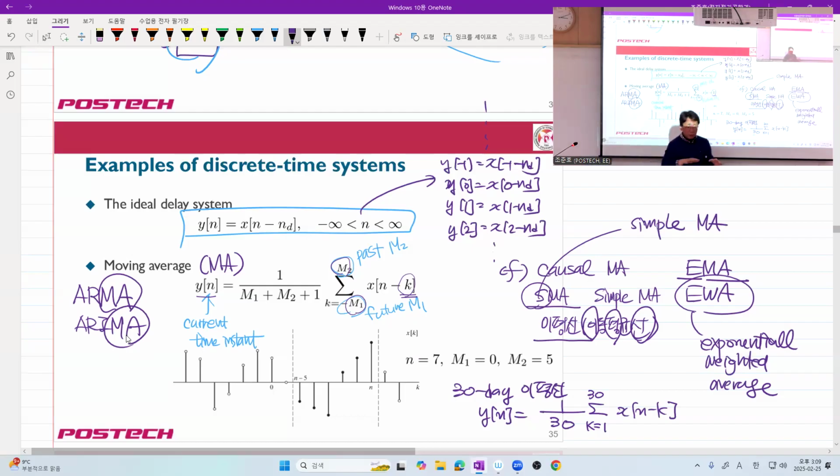Because today, right now the market is still open, so it varies. So usually when they say 30-day moving average, they take 30 days prior to today. Got it? So you see, this is 30, and the upper limit must be 30, and the lower limit must be 1 for a 30-day moving average.